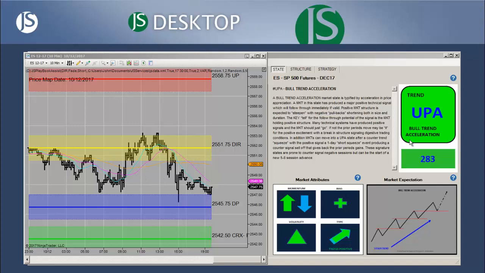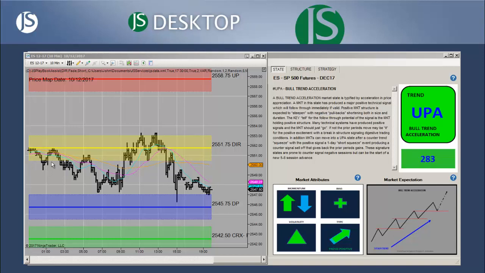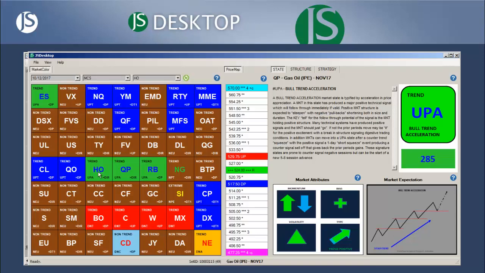We're always looking to what is true. Is this statement true, the bull trend acceleration? And at this point here, no, it's not true. It's not performing to the expectation of the state. So then we know that this market is in transition. And when bull trend accelerations transition, they usually fall back into a digestive trade. And that's what the market did, and that's how we want to adjust our expectations. Heating oil, gas oil, and the RBOB are all in bull trend acceleration market states as well.